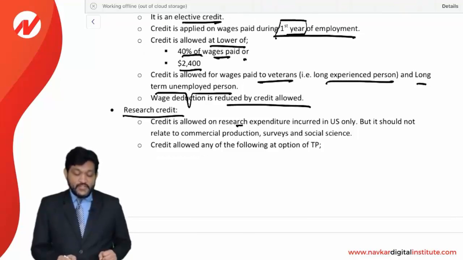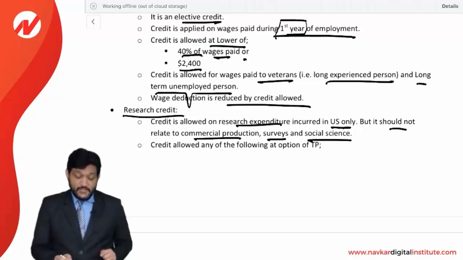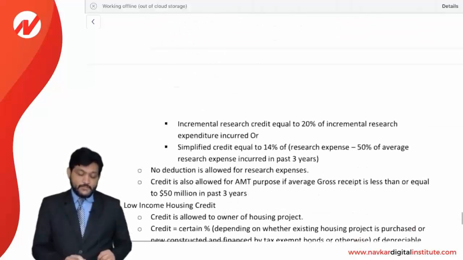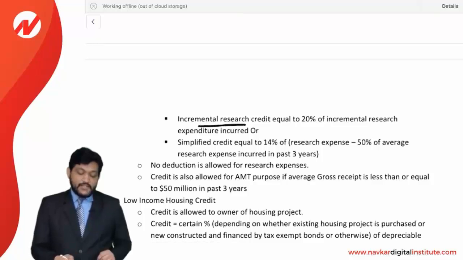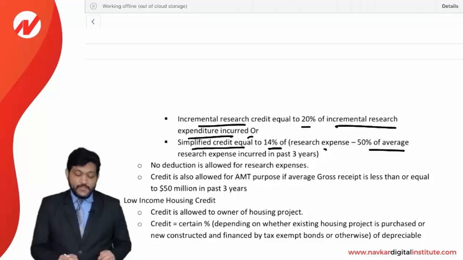Now the research credit. Credit is allowed on the research expenditure incurred in the US only. It should be in the US only, but it should not relate to commercial production, surveys, social science, etc. Credit is allowed under either of the following options to the taxpayer: incremental research credit equal to 20% of the incremental research expenditure incurred, or simplified credit equal to 14% of the research expense less 50% of the average research expense incurred in the past 3 years.